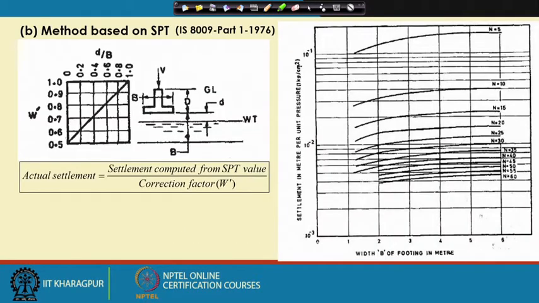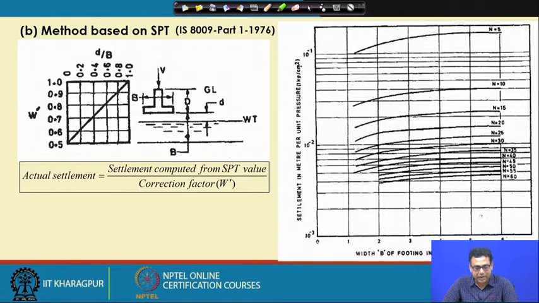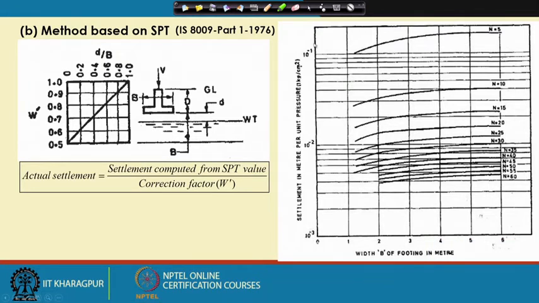So, the next method by which we can determine the settlement is based on the SPT value or standard penetration test value. So, this is the IS code chart which we can use. This chart is from IS 8009 part 1, 1976. Here we can see the different N values, starting from 5 to 60, and the x axis is the width of footing. These charts are for different N values, and the y axis is the settlement in meter per unit pressure in terms of kg per centimeter square.